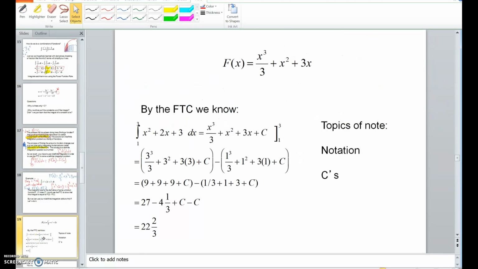All right, so here is the solution. When we plug in 3, we get 27 plus c. When we plug in 1, we get minus 4 1/3. Oh, God, a mixed number. I hate myself. It's also known as 68 thirds. So just a couple things to notice here. This notation that I was talking about, that little symbol is read as evaluated at.